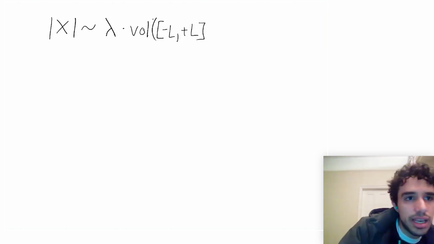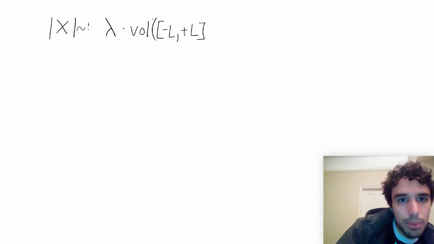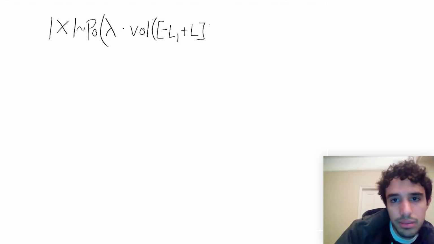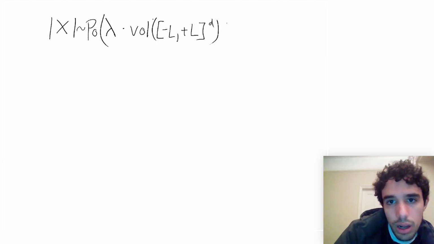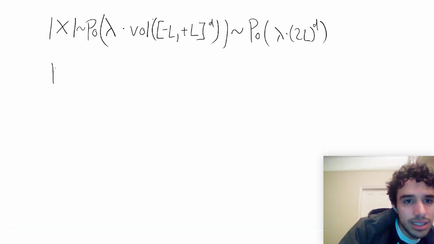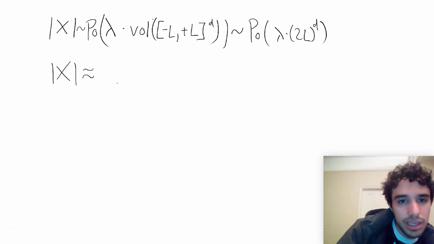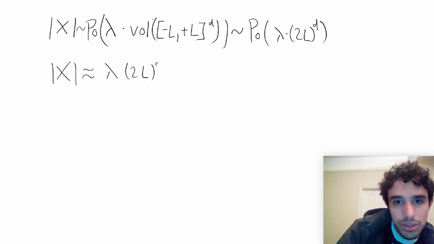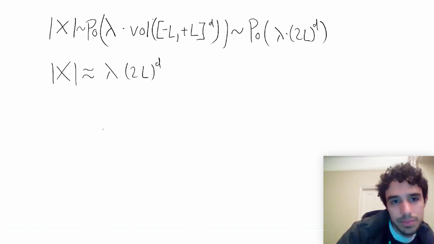So I'll actually say the size of X is going to be a Poisson with this rate, lambda times the volume, which is a Poisson with rate lambda times (2L)^d. So we expect the size of X to be roughly lambda times (2L)^d. It's pretty concentrated around this number.